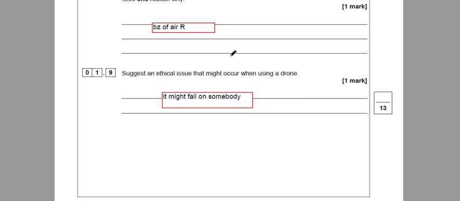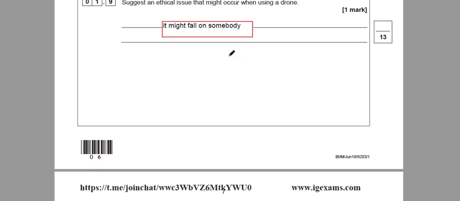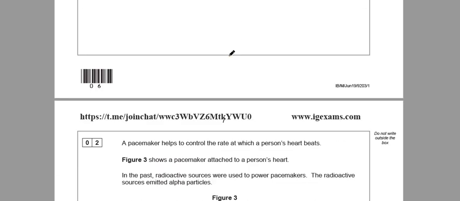Give an ethical issue that might occur when using a drone. It might fall on somebody, or you can say that the privacy of persons can be manipulated when the drone has a camera.